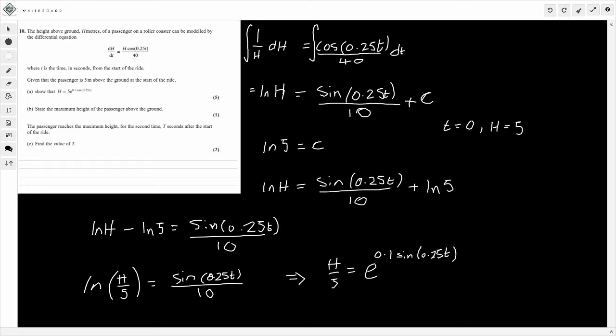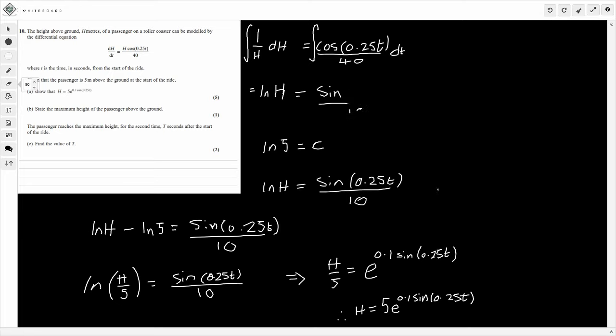And then finally, we're nearly there. We've got one more step. So this is divided by 5. We need h, so we just times by 5. So therefore, h is equal to 5e to the power of 0.1 sine 0.25t. So that's part A done. We've got it into this expression that they've asked for. So let's just quickly rub this out, and then we can move on with part B and C.